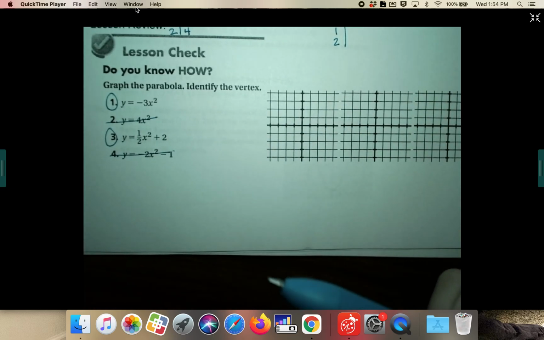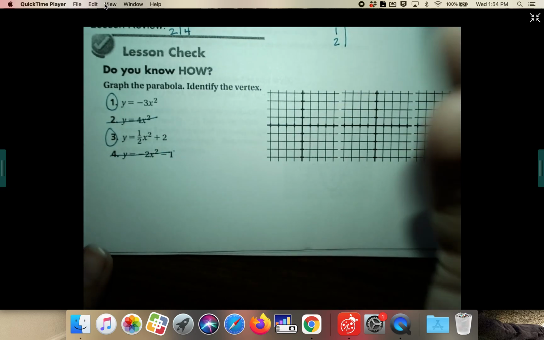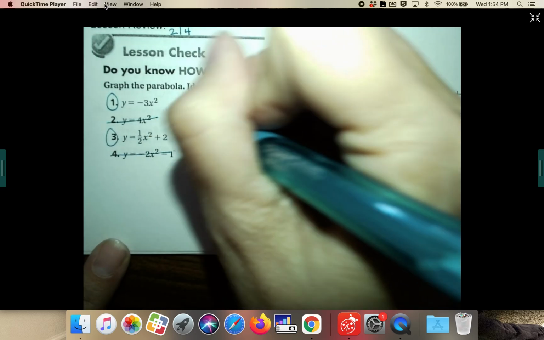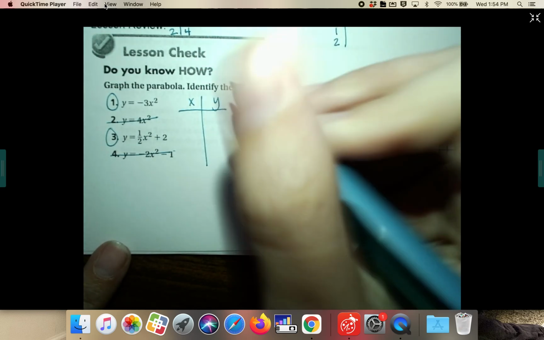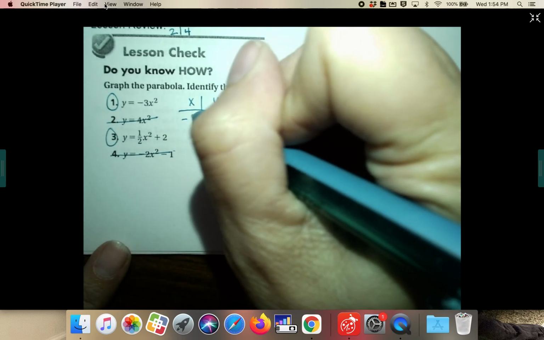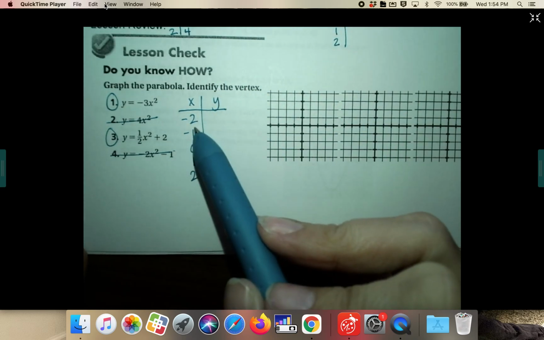For this video, I'm going to do number 1 first, and then we'll do number 3, and we'll look at the graphs. So number 1, I'm going to make a table. Oh, it also says identify the vertex. So here's my table. I'm going to choose, why not? -2, -1, 0, 1, and 2. Those are just good choices to pick for your x values.